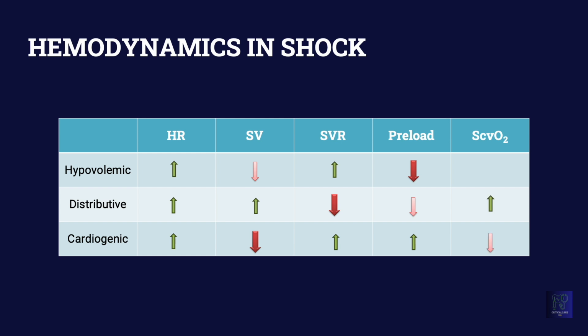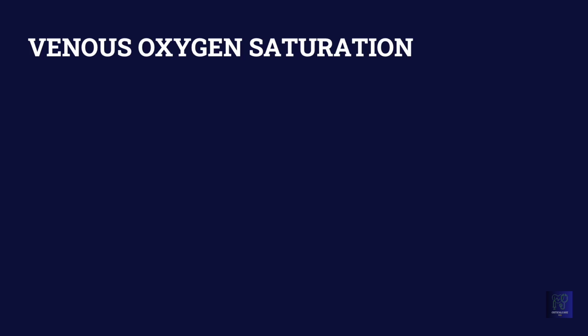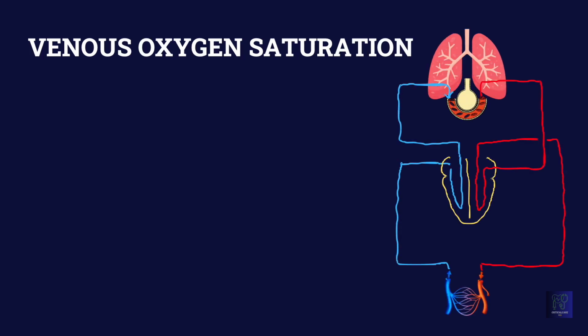Let's talk about central venous oxygen saturation next. Let's go back to the physiology of circulation. The blood that is coming out of the veins is going to be low in oxygen, and that flows through the right heart into the lungs where the blood is fully oxygenated, and that is returned to the left heart, which pumps the blood to the rest of the body.